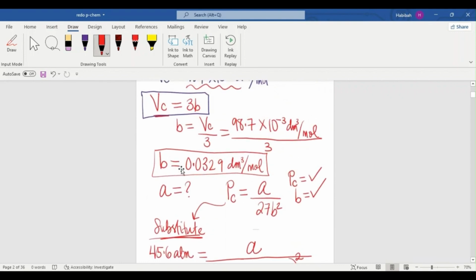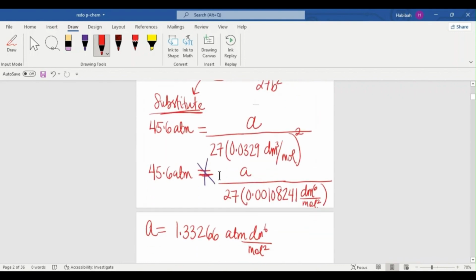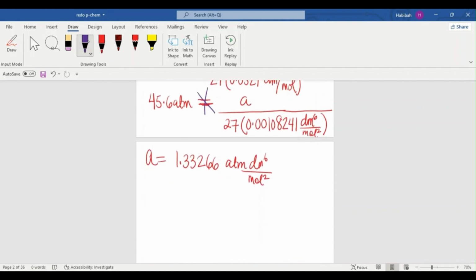So you see here in B, we have 3 sig figs, 0.329. Now, for A, we have to put our answer in 3 sig figs because that's the lowest number of significant figures in the values of the question that we're given. So A is going to be 1.33 atmosphere dm raised to the power of 6 divided by mole squared. So this is basically the answer to this question.